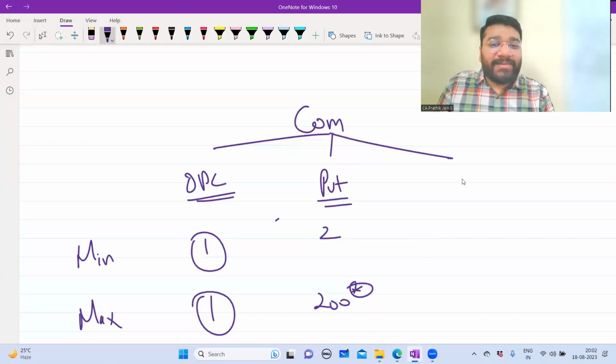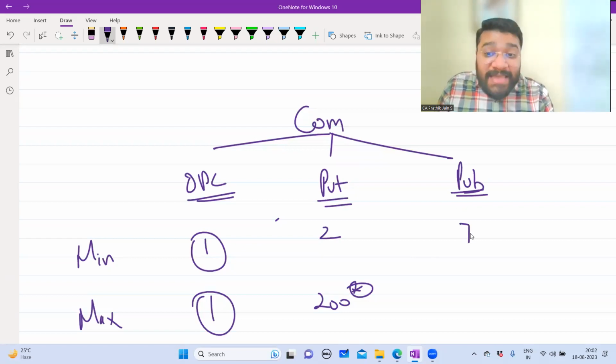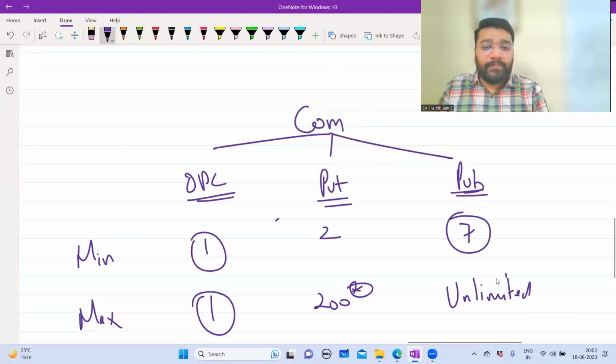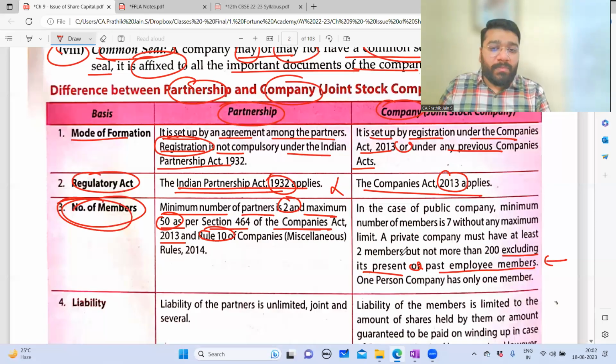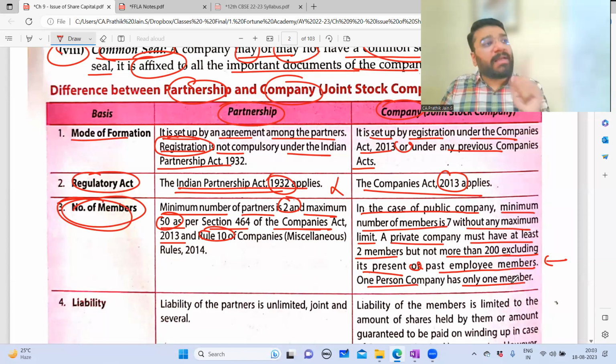Second is public limited company. If you want a public limited company, minimum 7 members, maximum is unlimited. Any problem, online people? No, sir. In case of public company, minimum number of members, owners, is 7 without any maximum limit. So maximum is unlimited. In private company, you must at least have minimum 2 members, but not more than 200. In one person company, only 1 member. Minimum also 1, maximum also 1.